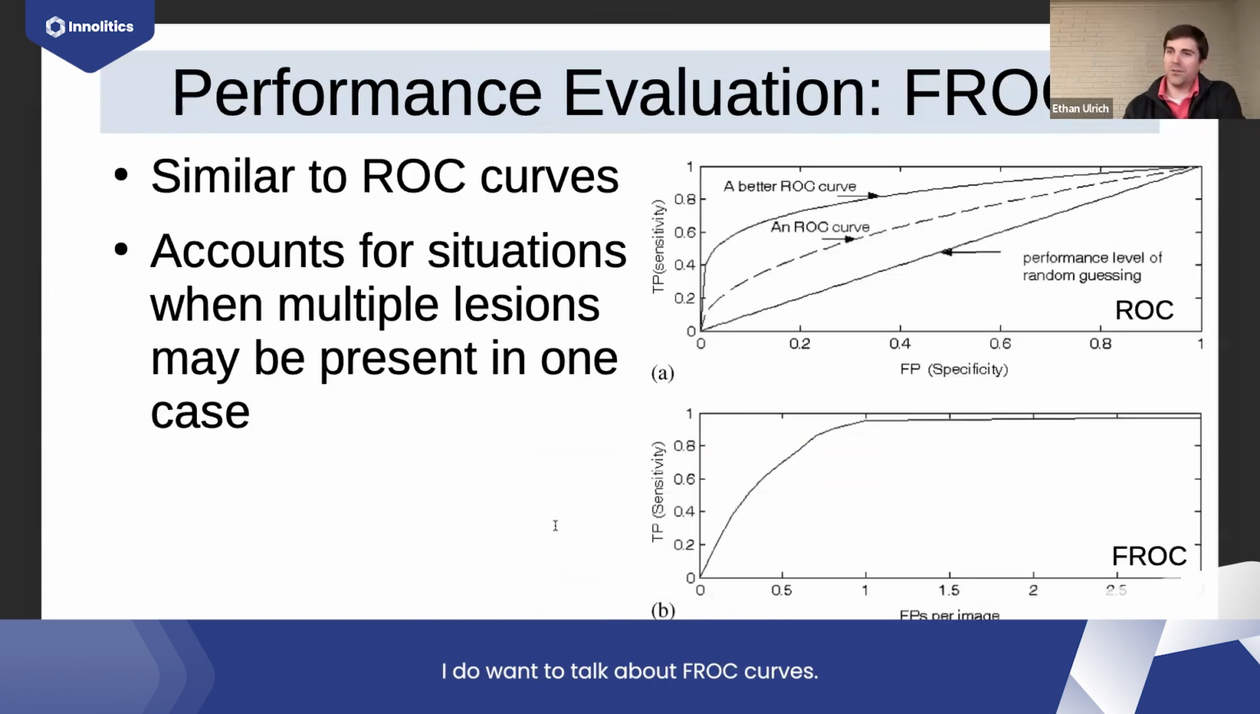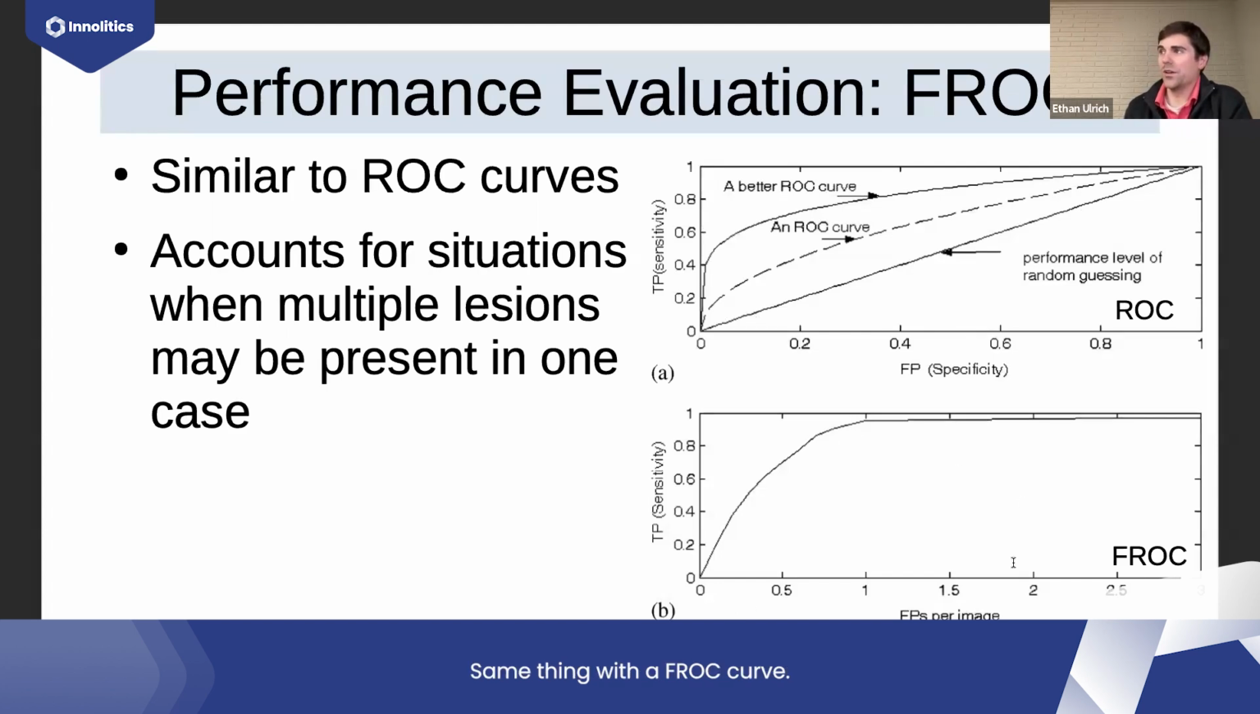I do want to talk about FROC curves. So FROC stands for free response ROC. I imagine quite a few of you are familiar with ROC curves. They're similar to ROC curves. The top one here is an ROC curve. I know it's not square, but the diagonal is not where you want to be. That's the performance of random guessing. And you want to be kind of up. You want your curve to go up towards this top left corner.